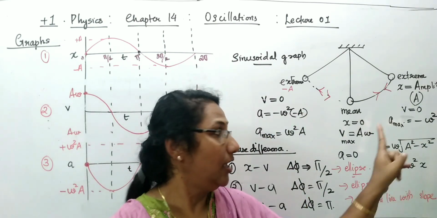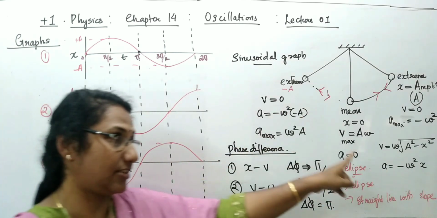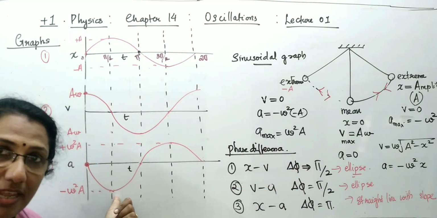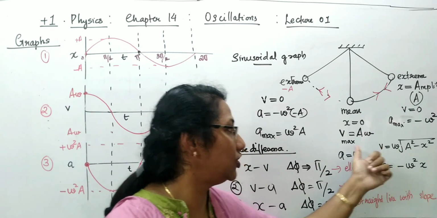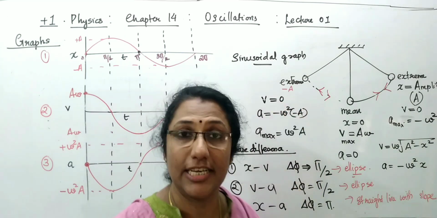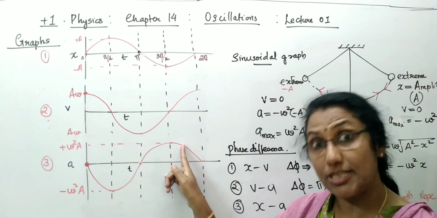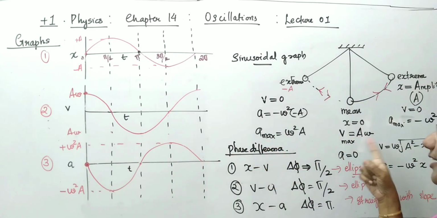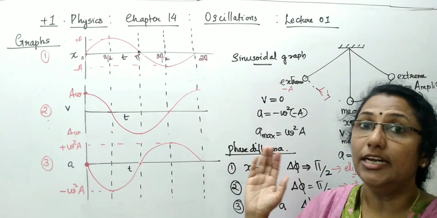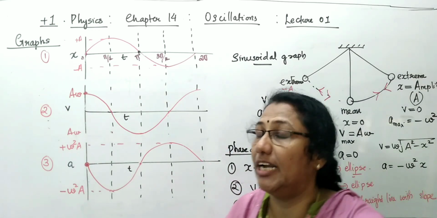Okay, plotting the graph. Mean position, acceleration 0. Right extreme end, it is on the negative axis, minus omega square a. Again, towards the mean position, a is 0. Then towards the left extreme end, it is maximum, plus omega square a, positive axis, and again at the mean position it is 0. So these are the graphs related to the displacement, velocity, and acceleration of a particle in SHM. Clear?